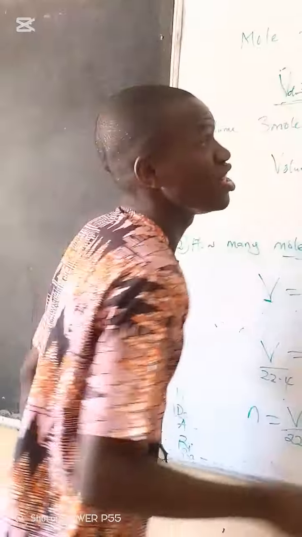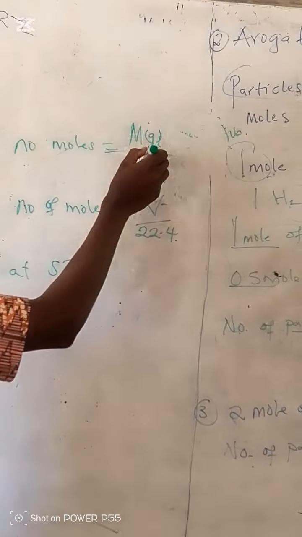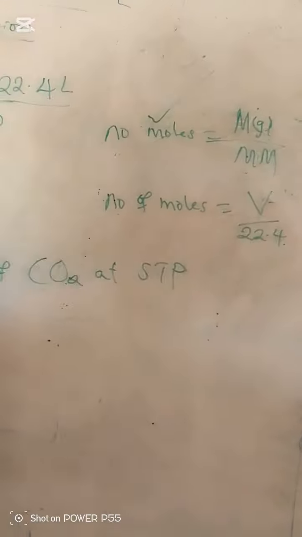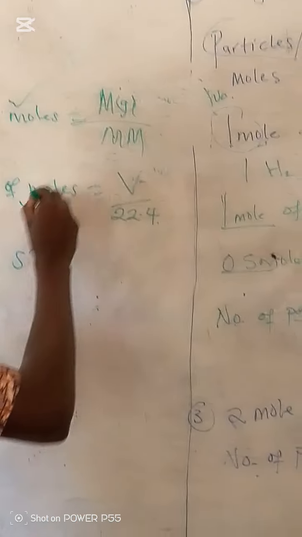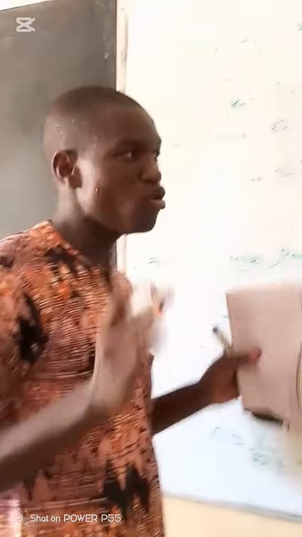Now what's the difference? When you are dealing with mass and molar mass, use this formula to calculate number of moles. When you are dealing with gases, where you have volume, use this formula to calculate the number of moles. I hope this is clear.